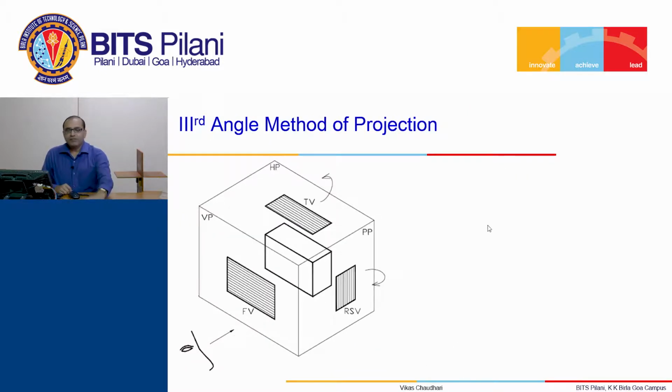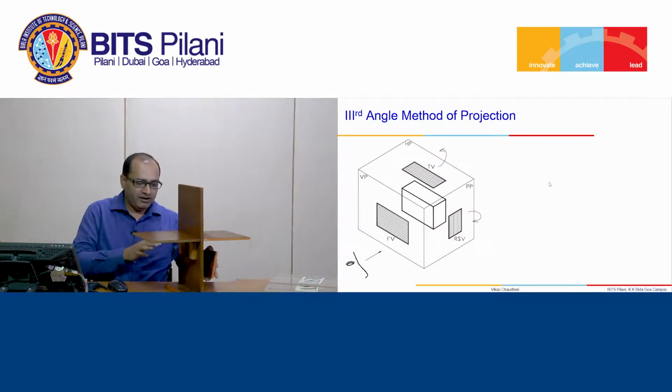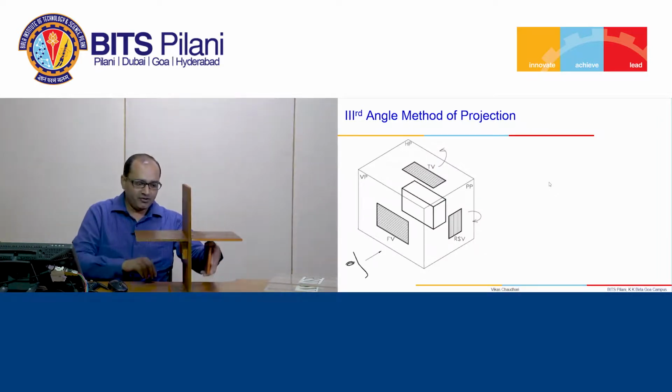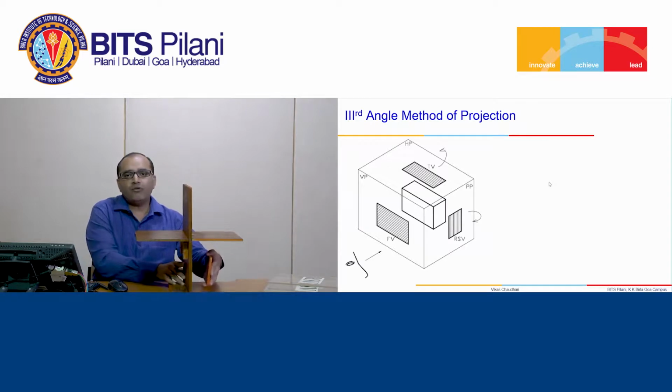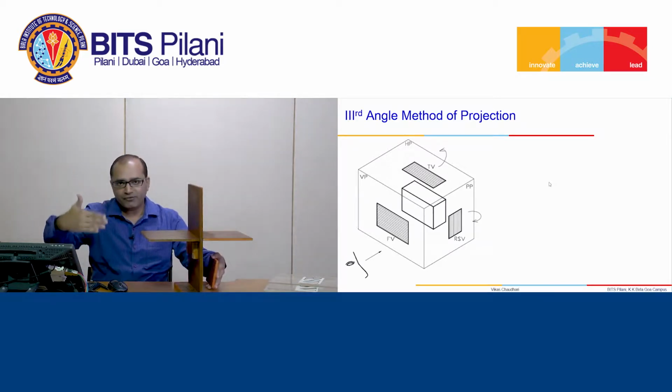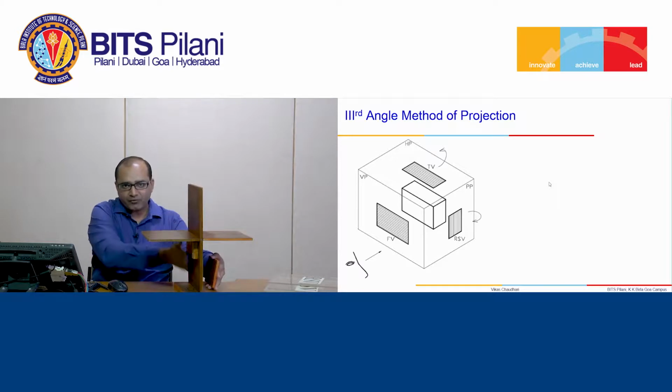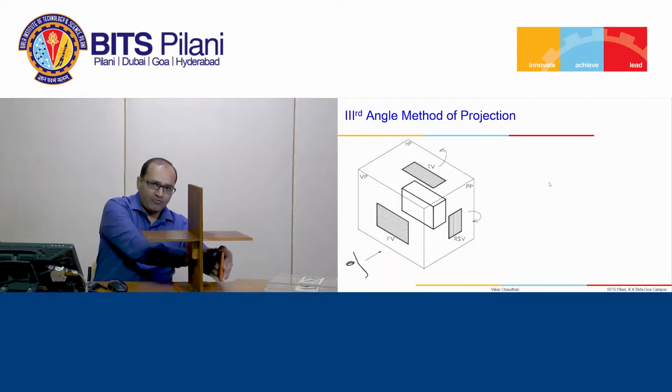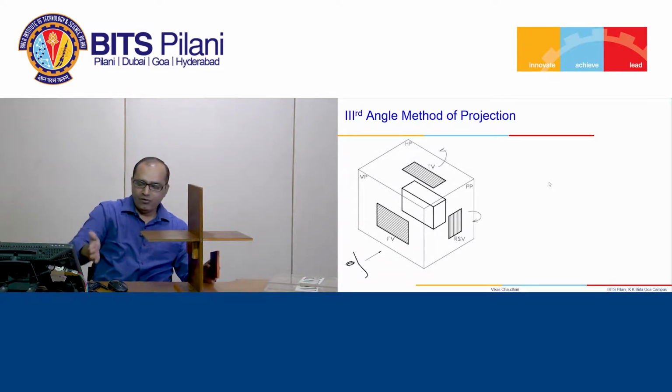Coming to the third angle method of projections. In third angle method of projections, the object is kept in the third quadrant. As I showed, this is the third quadrant, object will be kept in the third quadrant. However, position of observer will remain same here for front view. These planes are transparent. Since the planes are transparent, you have observer, plane of projection, and then object for front view.